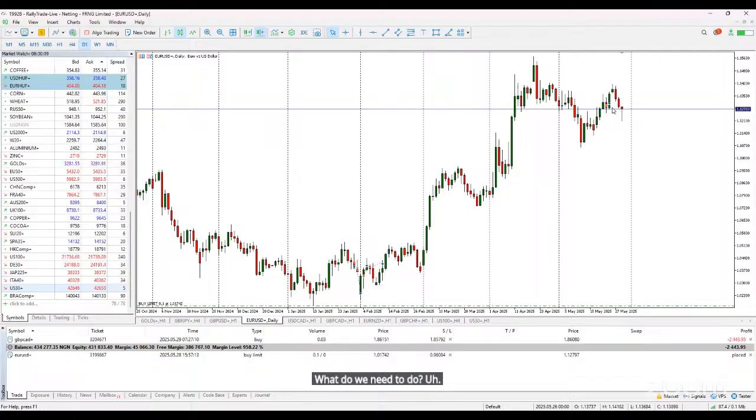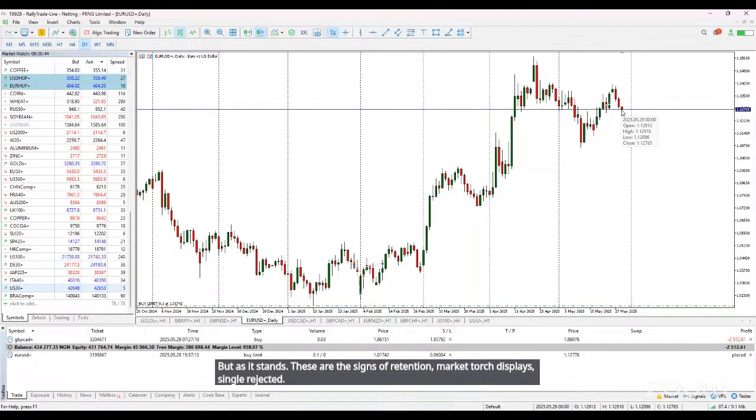If at the end of the day this candle gets to form and shows a hammer, that means we should be planning to buy on Euro USD. But as it stands, this is a sign of rejection. The market touched this place, got rejected, and then started going up again.